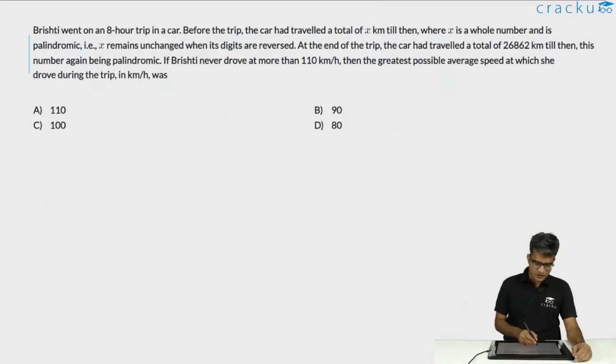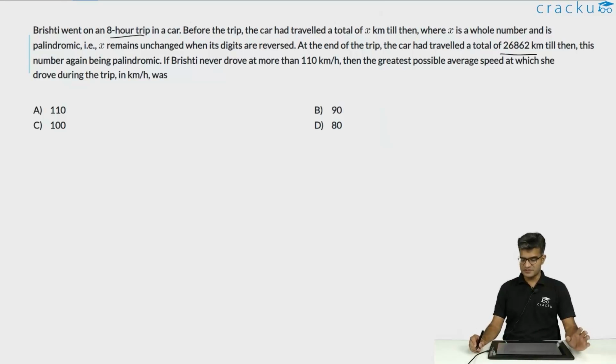In this question, we are told that Bristi started an 8-hour trip in a car and she saw the meter and it was a whole number which is also palindromic. And after she finished the trip, the total distance traveled is 26,862, which also is palindromic. We are told that she never drove at more than 110 kilometers per hour.